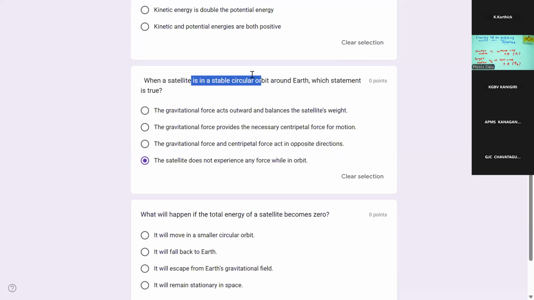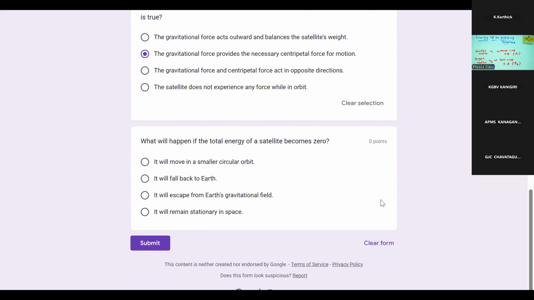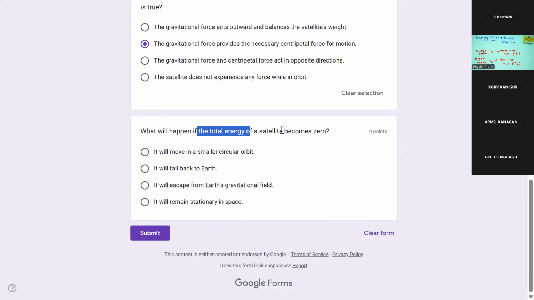Good. So here the answer is two. Very good. The gravitational force provides the necessary centrifugal force of motion. Good. And the final one: what will happen if the total energy of the satellite becomes zero?